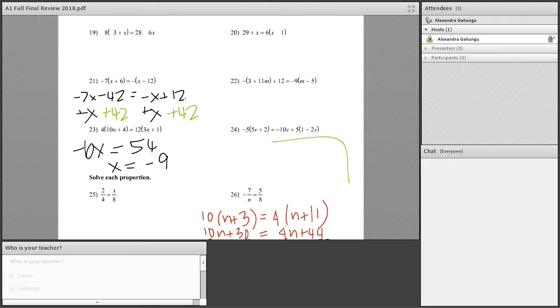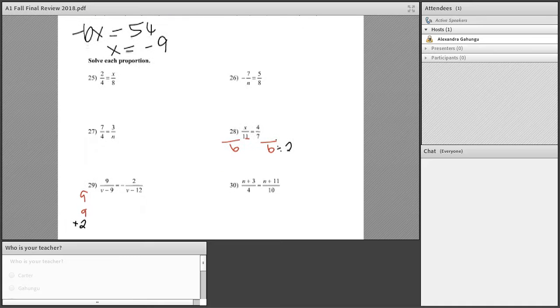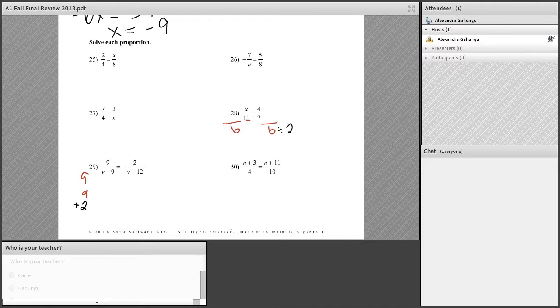So for questions about proportions, erase this really quick. It's a different question. Stuff going on here. Let's do some erasing.